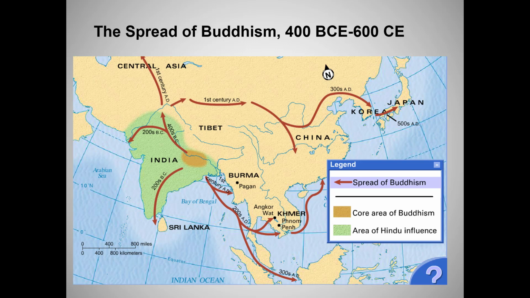Buddhism spread rapidly, especially after it was adopted by the ruler of the Indian Mauryan dynasty, King Ashoka, in the 3rd century BCE. From there, it spread into Southeast Asia, China, and Japan, often with royal sponsorship. Stay tuned for days 3 and 4.